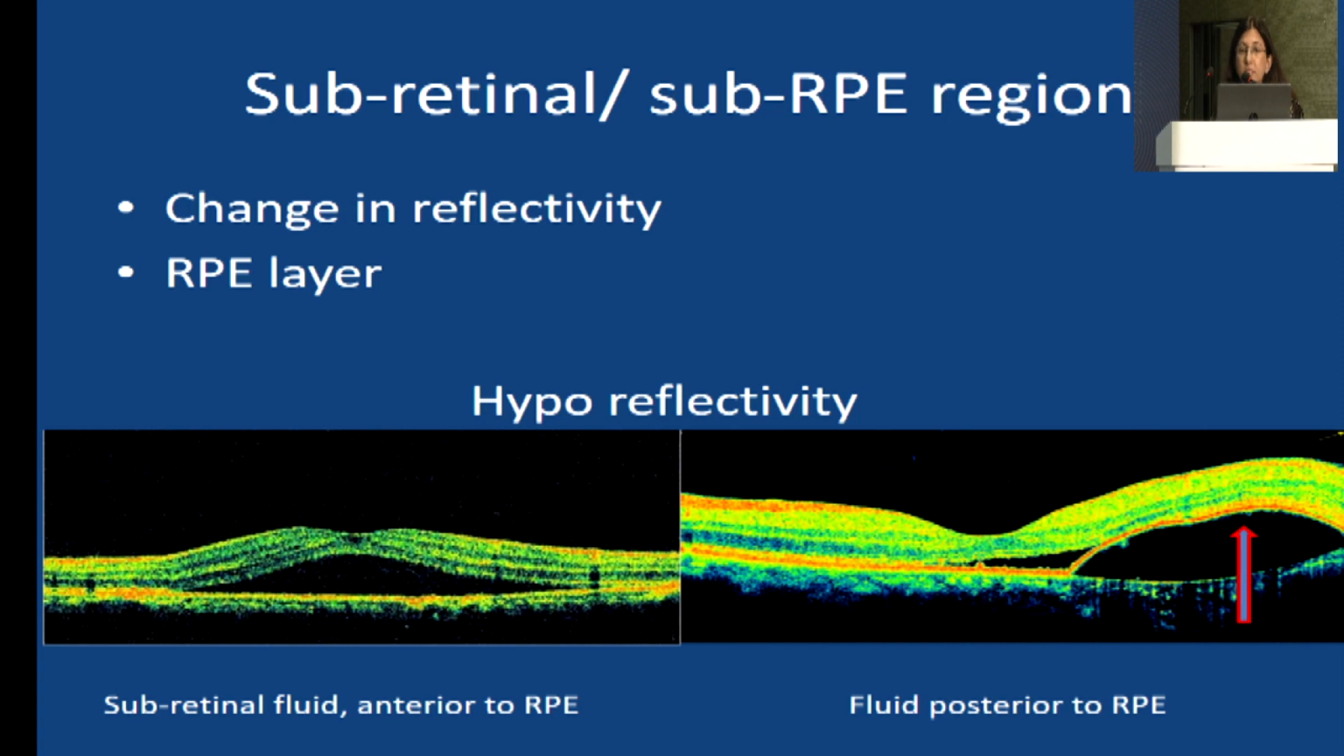Next comes the subretinal and sub-RPE region. Here again the reflectivity pattern is very important, especially in relation to the RPE layer. So if the fluid is above the RPE layer, then it becomes subretinal fluid. And if it is below the RPE layer, then it becomes a pigment epithelial detachment. So this case has both subretinal as well as PED fluid.